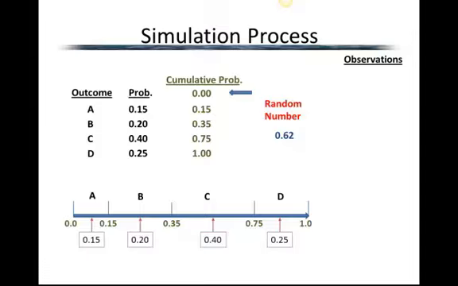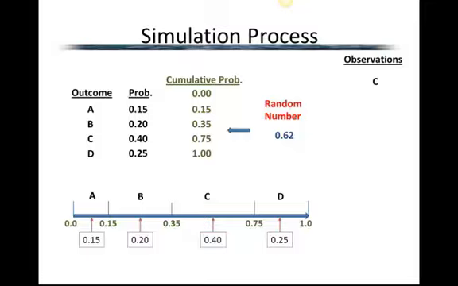So I'm going to start at 0, and I'll say, well, 0.62, does it fall in the first gap? No. Is it in the second gap? No. Well, it's greater than 0.35, and it's not quite yet a 0.75. So it falls somewhere in that third interval, which would correspond to our outcome C. And we'll go ahead and generate another random number and do exactly the same thing.